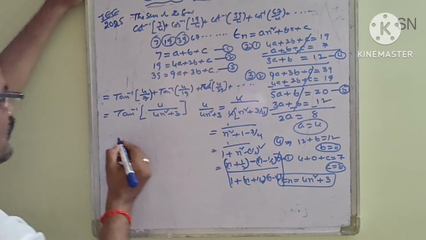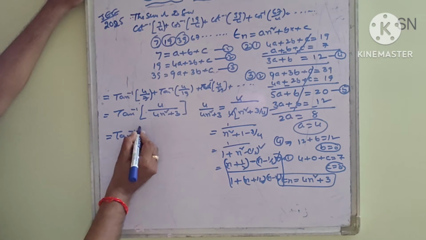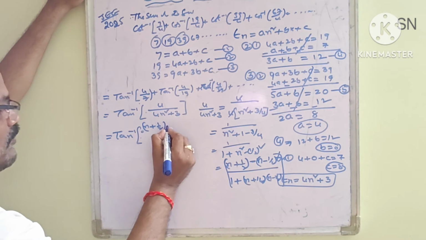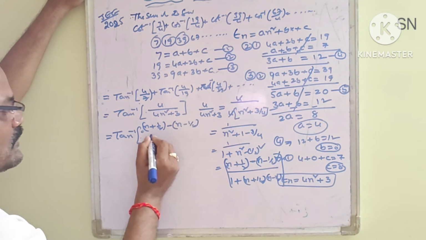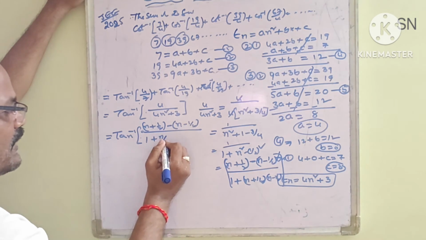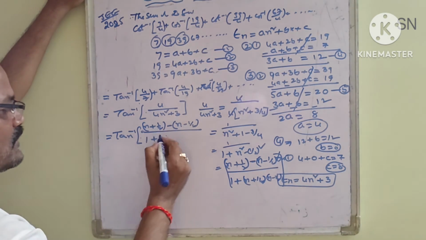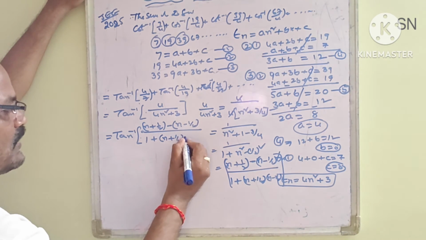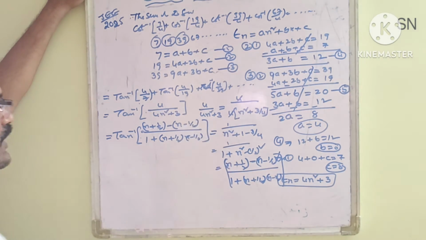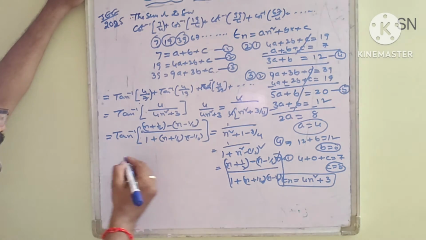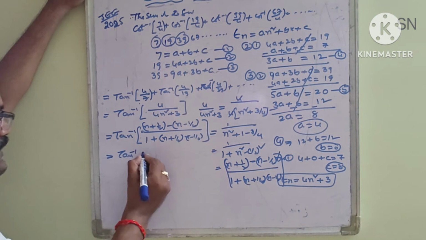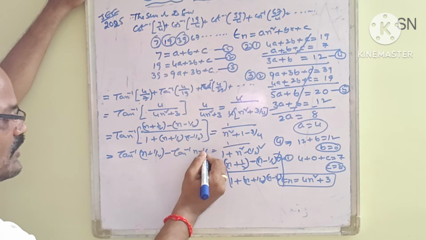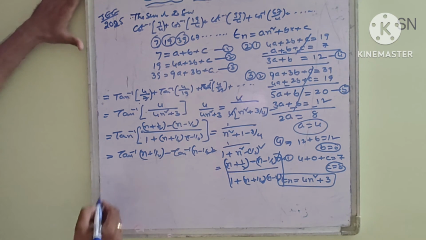So in this formula we can substitute. So tan inverse of n plus 1 by 2 minus n minus 1 by 2, by 1 plus n plus 1 by 2 into n minus 1 by 2. Now here tan inverse of x minus y by 1 plus xy is equal to tan inverse x minus tan inverse y. So this is the formula. So now substitute the summation.